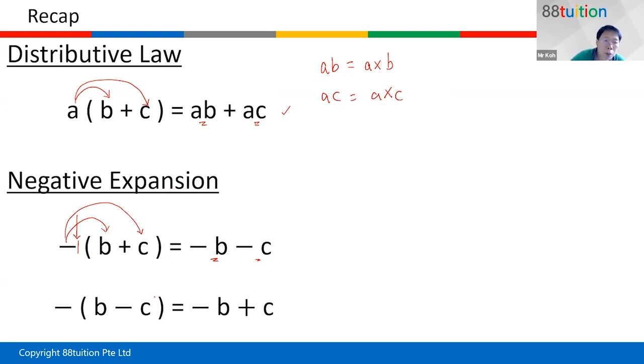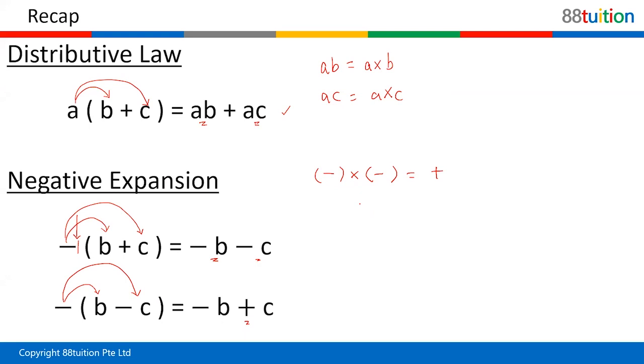Now, the more important one will be the next equation. Same thing, the first one, minus times b, you get minus b. But when you have minus times minus c, minus times minus becomes plus. So this is the one that Mr. Ko wants to ask you whether you know that when you have a negative multiplied by another negative factor, you actually get a positive factor. Is this all right with you? Yes. That's wonderful.